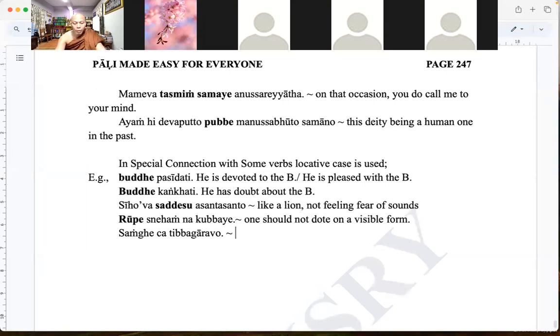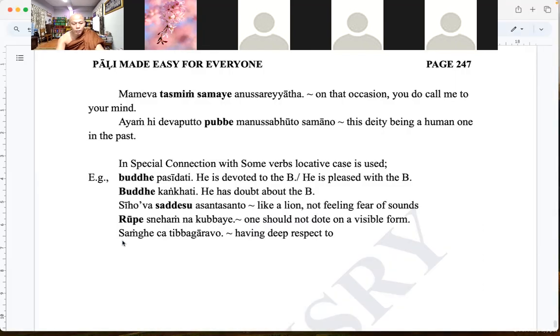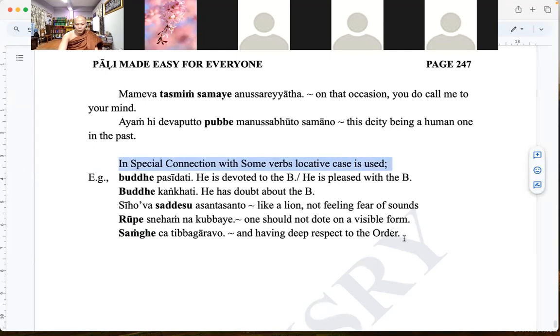Sanghijadeipakarawo, having deep respect. The Sangha, having deep respect for the order, respect for or respect to. So here's Sanghi. Now, that is a special connection. We have many bhavs. These are some of them, just to understand it in this way.